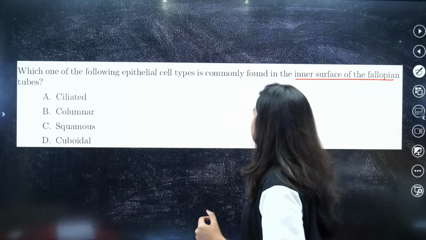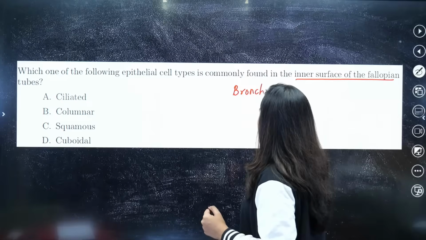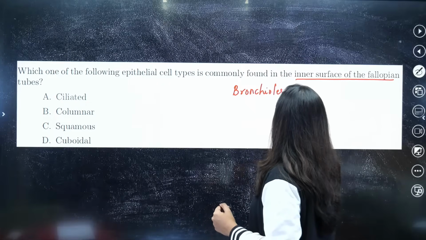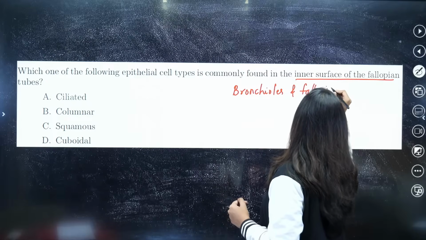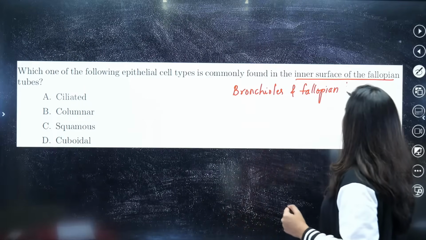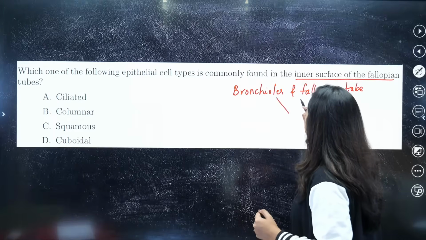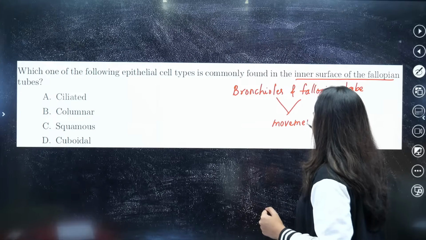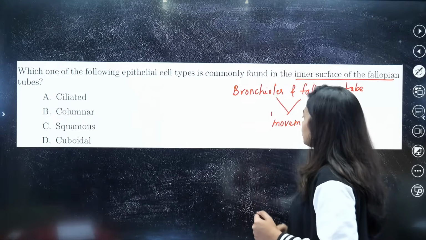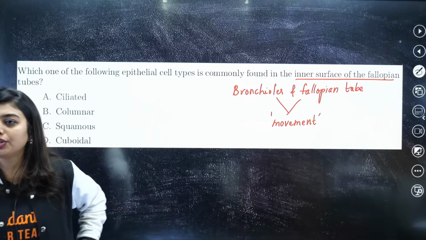Always remember, inside the fallopian tube and your bronchioles, movement should happen. Bronchioles and fallopian tube, always remember this. Even if a question comes differently, if bronchioles is asked instead of fallopian tube, you should know that in both of these, some movement happens. Movement is required. So who is going to do the movement?